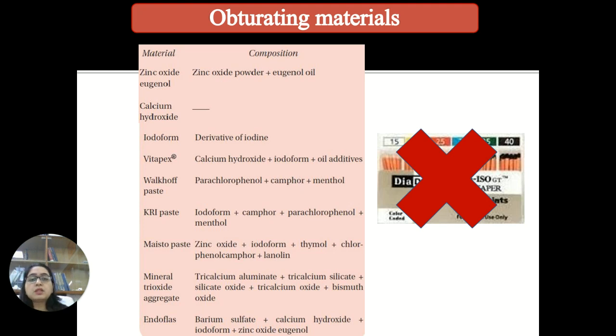Now here, gutta percha is not indicated for obturation of the primary root canals except for one single condition: when the tooth in question does not have the permanent successor. Only then can gutta percha be used. It is a singular indication of using gutta percha in the primary obturations.